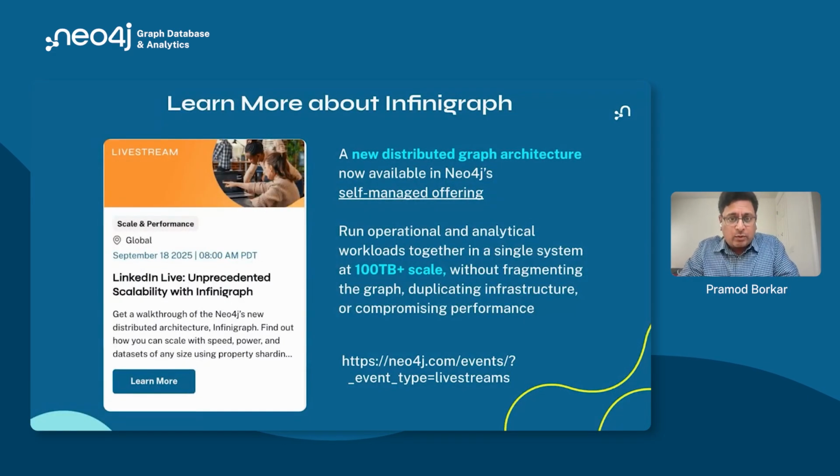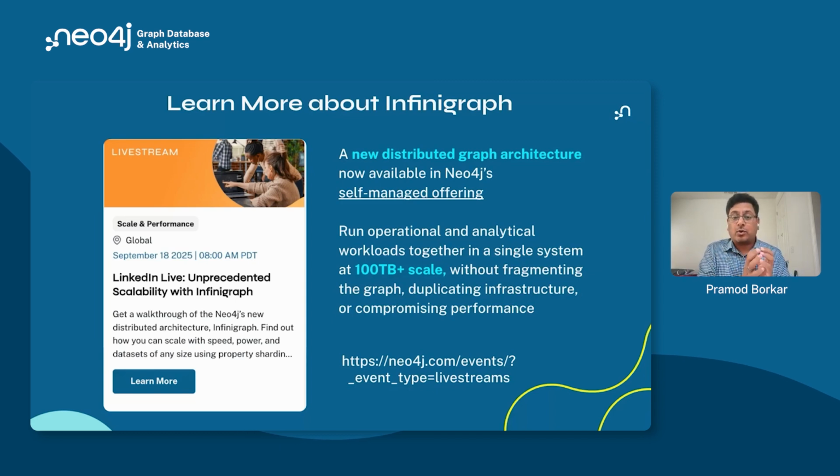We did announce something called Infinite Graph. It's basically a new database, a distributed graph architecture. It's now available, only in the self-managed offering right now. In the cloud, it's coming soon. The whole idea is you can run your operational and analytical workloads in a single system, and you can scale all the way up to 100 terabytes without fragmenting the graphs, right?